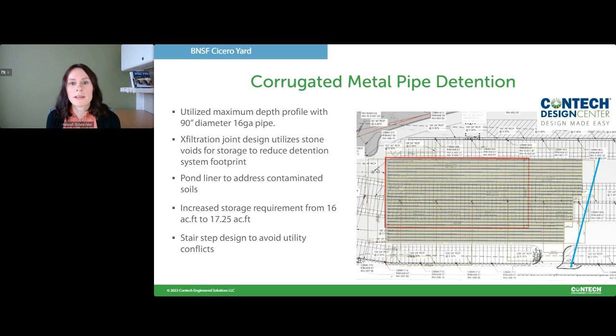When Contech got involved, we evaluated all of our detention material options and quickly identified that corrugated metal pipe was the most economical solution for this project. There was a decent amount of depth to work with on the site, so we took advantage of that. We maximized the pipe diameter and used 90-inch diameter, 16-gauge CMP, which only needs 12 inches of cover. And then we also used our exfiltration joint, which is a specially designed joint to exfiltrate stormwater into the surrounding stone backfill.